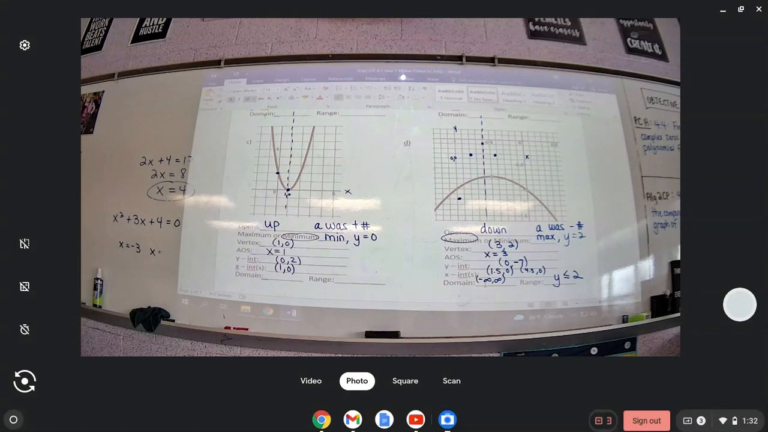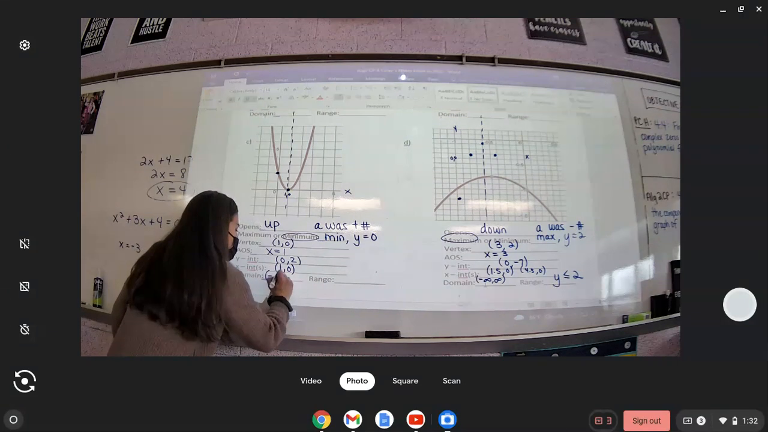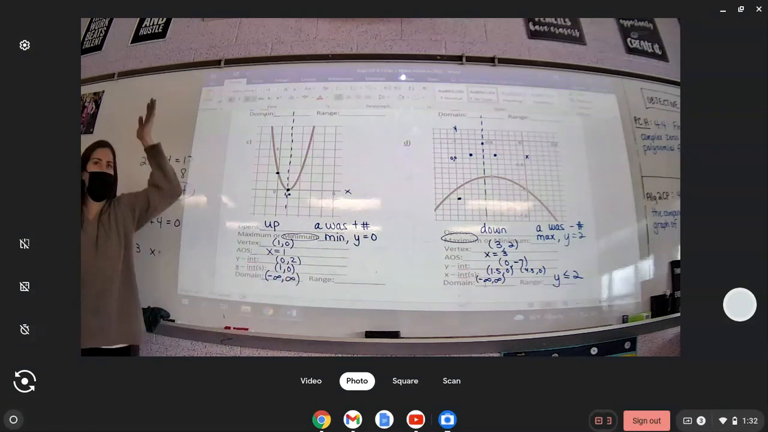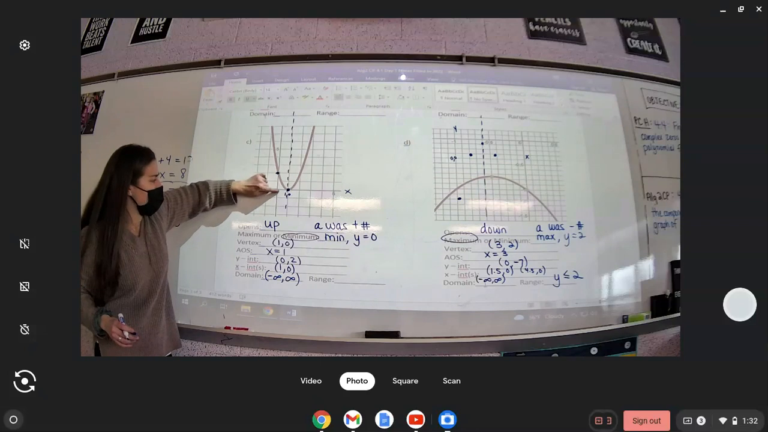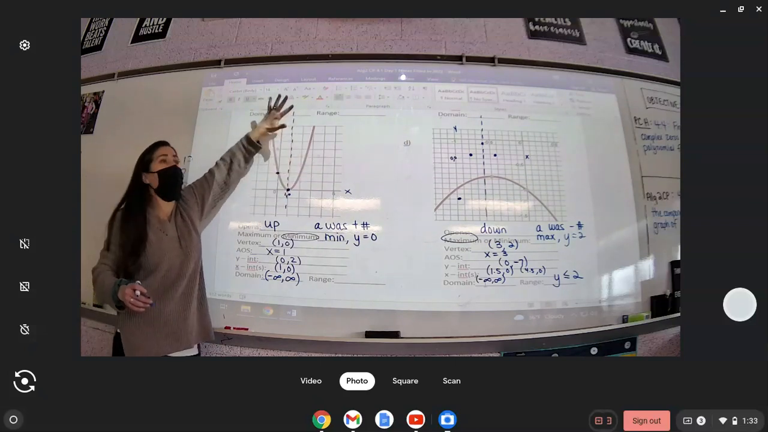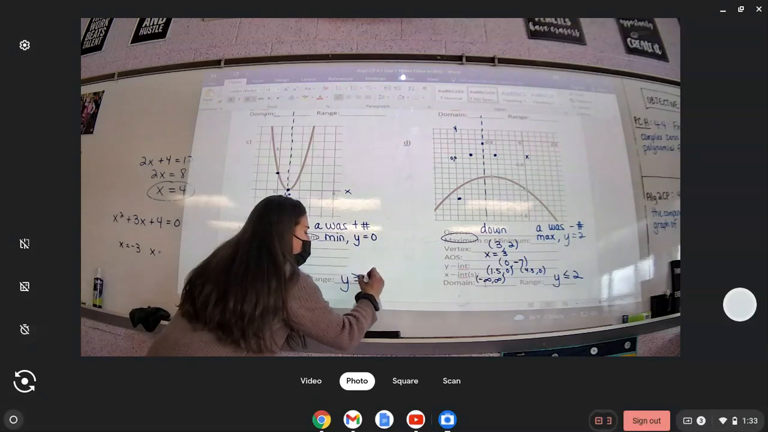Who's your domain always going to be? All real numbers. Negative infinity to positive infinity. The range. Low y values. Who's the lowest y value? And all the other ones are what? Above him, so that's greater. Y is greater than or equal to 0.